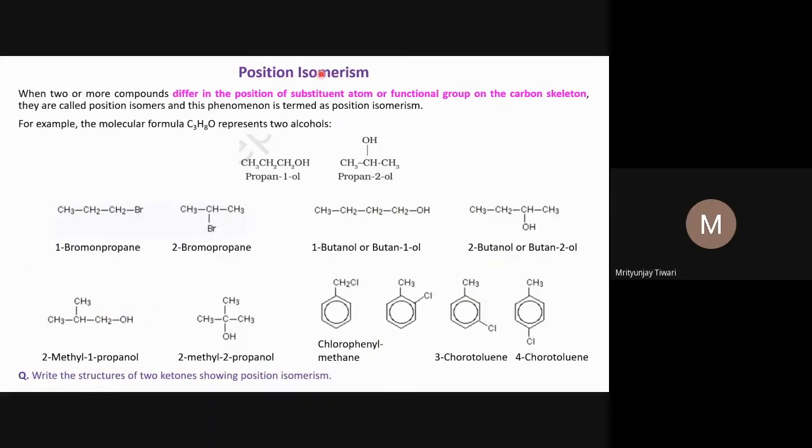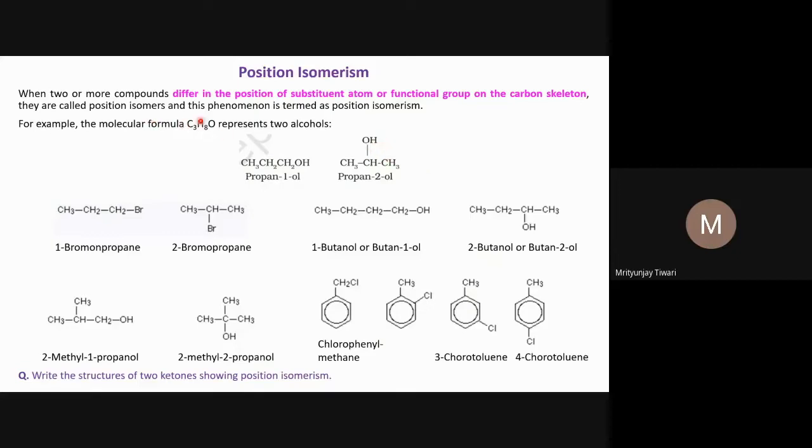Now let's see the position isomerism. The position isomerism, as I said earlier, is mostly because of the position of the functional group in the longest chain of the organic compound. If the position is different, then we can call it position isomerism. So when two or more compounds differ in the position of substituent atoms or functional groups on the carbon skeleton, they are called position isomers, and this phenomenon is termed position isomerism.